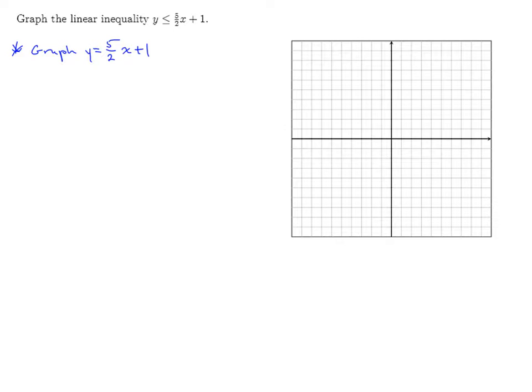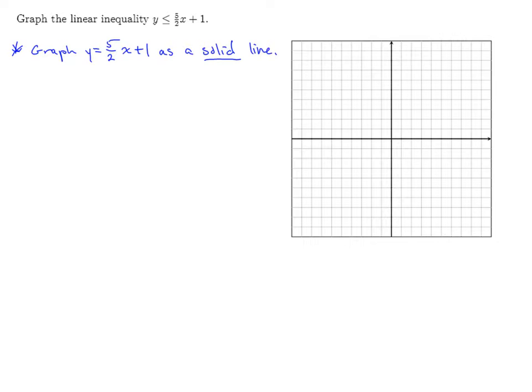And we will graph this as a solid line because we have this or equal to. So we have y less than or equal to. The line is where y equals 5/2 x plus 1, so we want to include it, and we show that by drawing it as a solid line.